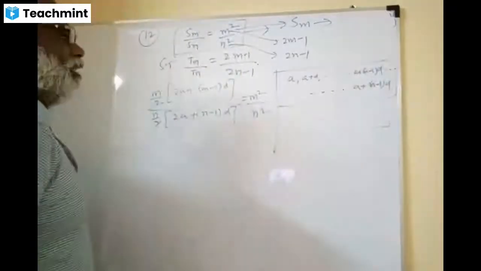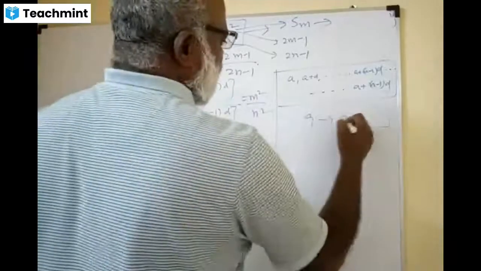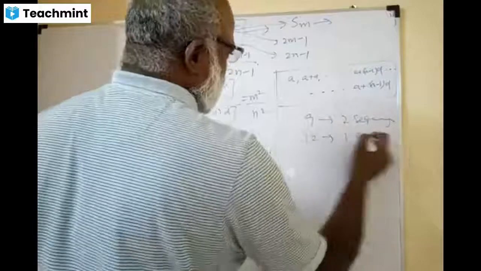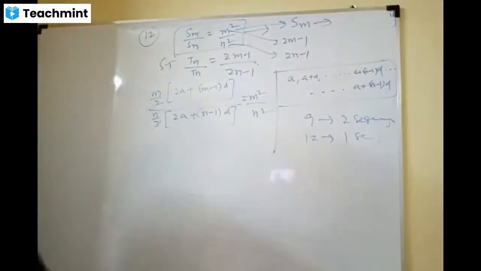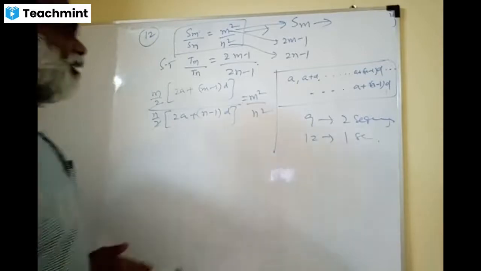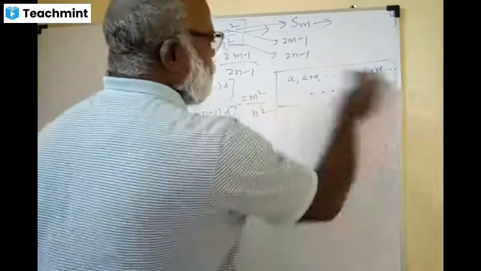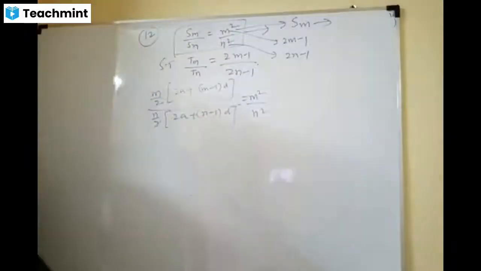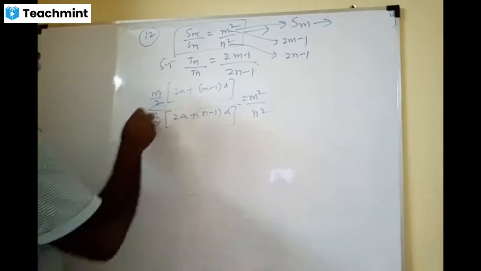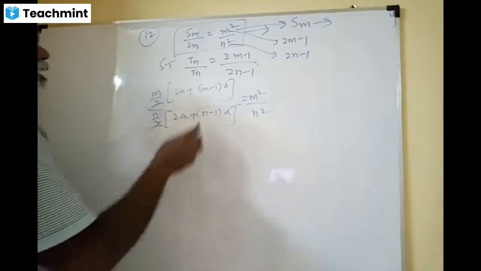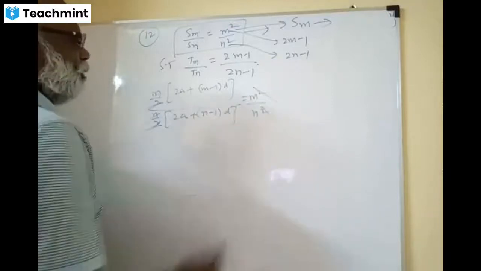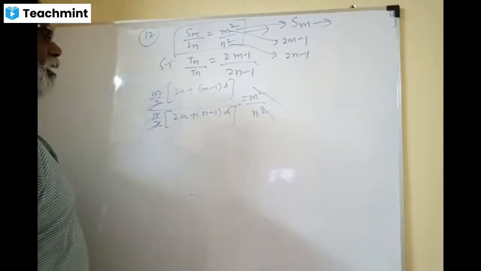Compare the 9th and 12th questions. The 9th one is two sequences. The 12th one is one sequence. We are comparing the sum of m terms and the sum of n terms of a single sequence, my dear. That's for the purpose of distinction. Note down this point. The 12th question and the 9th question appear to be the same but are not. Now the 2 cancels, m cancels with m, n cancels with n. Is it clear?